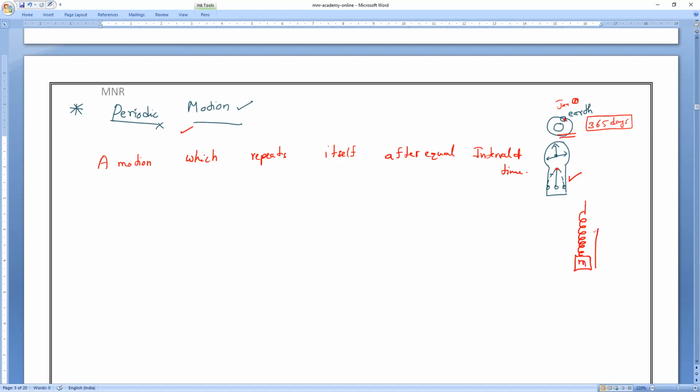And if you press it and release it, it will keep on oscillating. Am I right or wrong, guys? Going up and coming down, going up and coming down. Of course, it will come to rest because of air friction. I'm not talking about air friction.